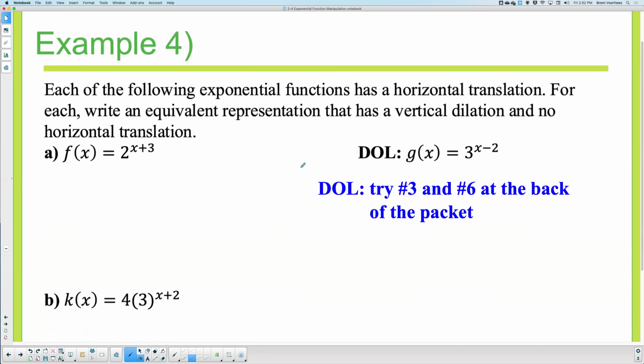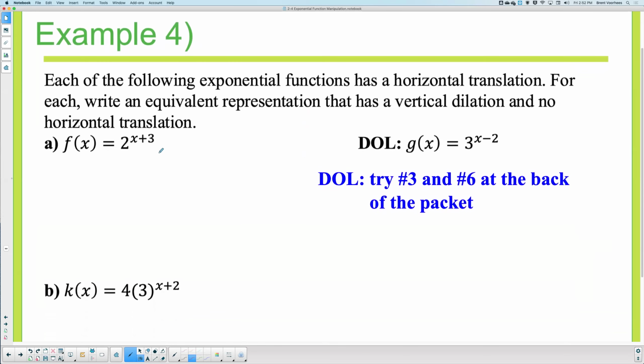Example 4. And we could read the instructions. It says each of these have some type of horizontal translation. For each, write an equivalent representation that has a vertical dilation, no horizontal translation. But I'm going to do this as I've been doing it before. If the parent function was y equals 2 to the power of x, what has changed in this example here? I'm adding 3. Am I adding 3 to the x or the y? X. Does that mean it's horizontal or vertical?